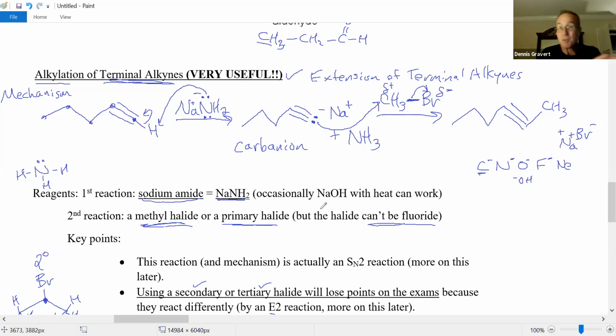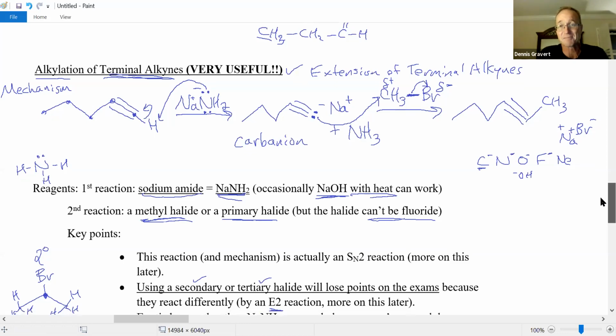Maybe in the homework, I won't put it on my exams, there are some cases where you can get sodium hydroxide to work as a substitute for sodium amide, but you have to heat it up to make it more reactive. The danger there is that if you add heat, you might burn your organic molecule. So it's not a good idea. It doesn't always work, but I think there's a homework problem or two that does that. So I just want to alert you to that. If you see sodium hydroxide over the arrow here, followed by a methyl halide or a primary halide, the homework problem is trying to do this alkylation reaction. And it will work in the lab under certain circumstances.